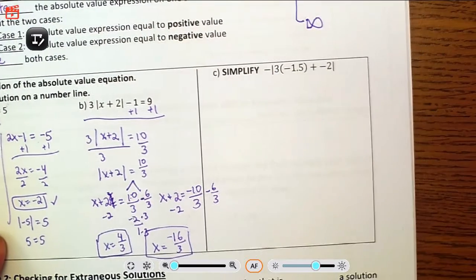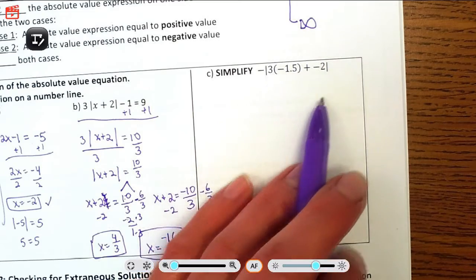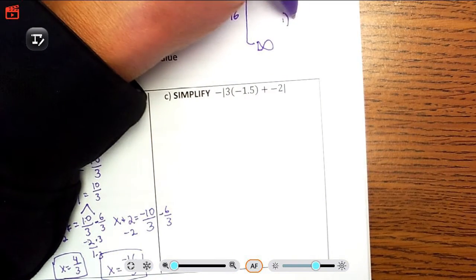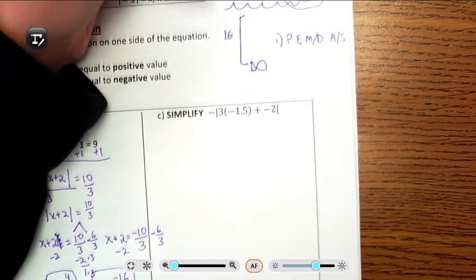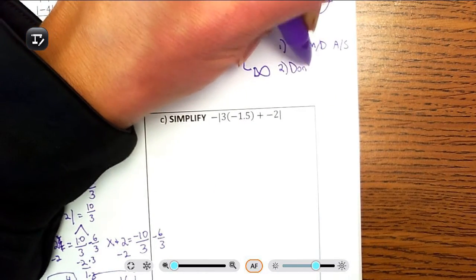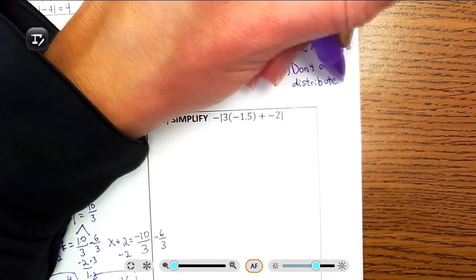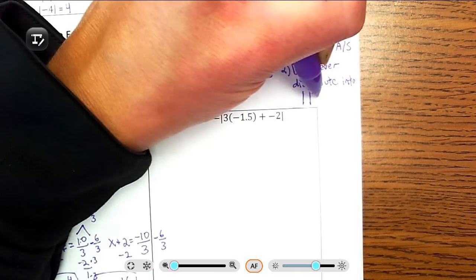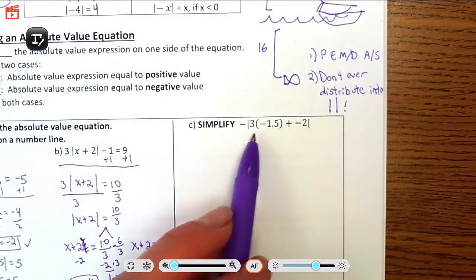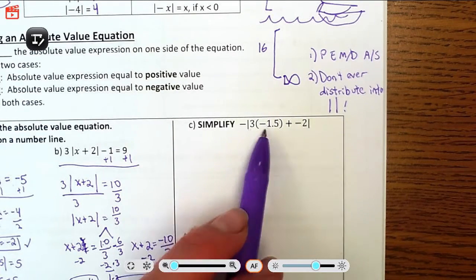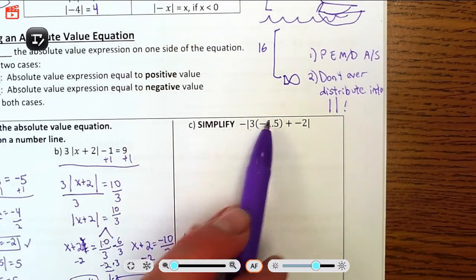All right, part C is to simplify an expression. So what we're going to do for simplifying an expression is just 2 steps. PEMDAS, and then secondly, don't ever distribute into the absolute value bars, okay? What's intended by this expression here is that we're absolute valuing this right here, not that, okay? So don't ever distribute that negative into here.